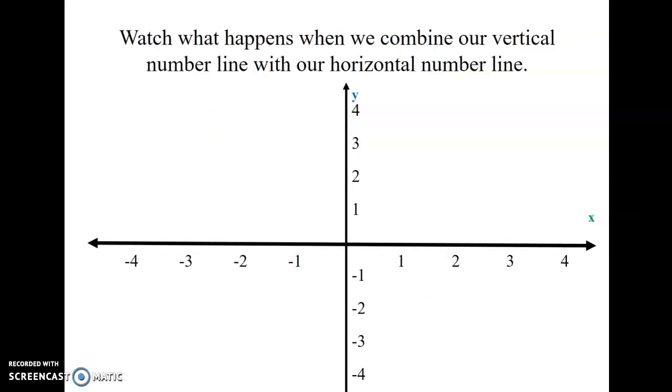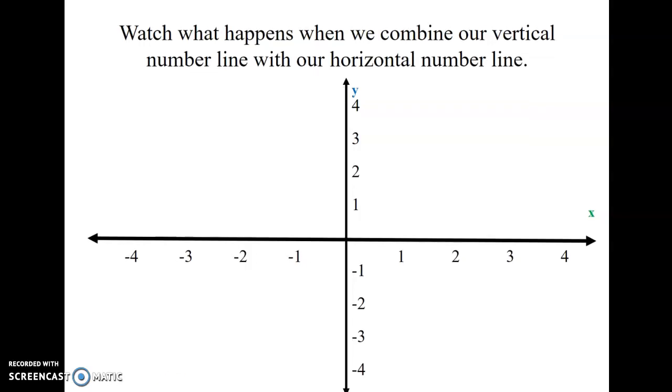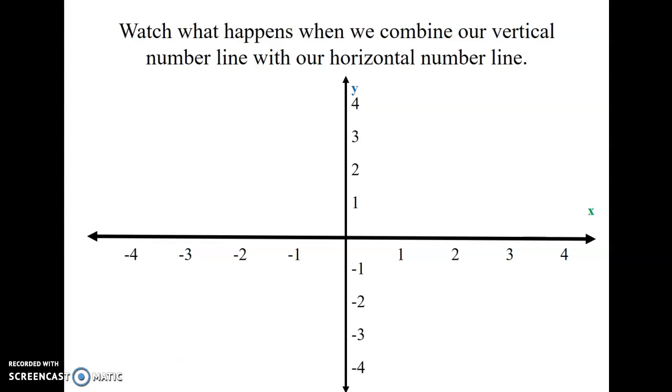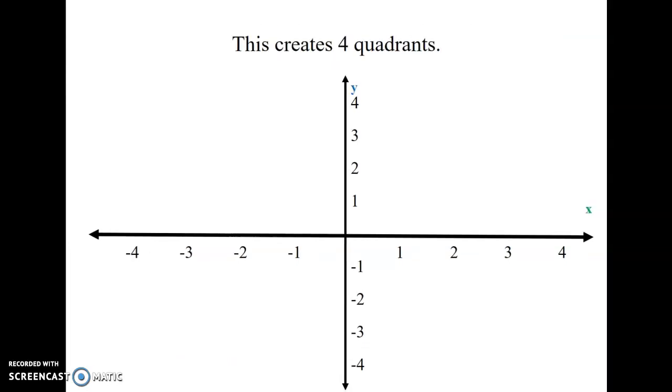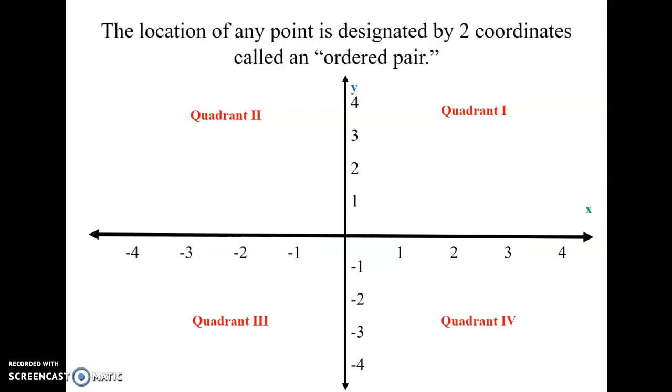So let's talk about what happens when I combine my horizontal and vertical axes. I have what is called a coordinate plane. And we've actually already done a whole lot of practice with the coordinate plane without even knowing it with our quadrant system. So the coordinate plane is set up into 4 different quadrants. You have quadrant 1, quadrant 2, quadrant 3, and quadrant 4.